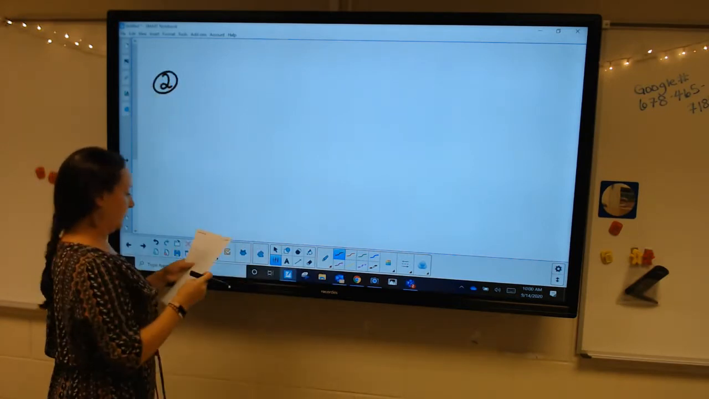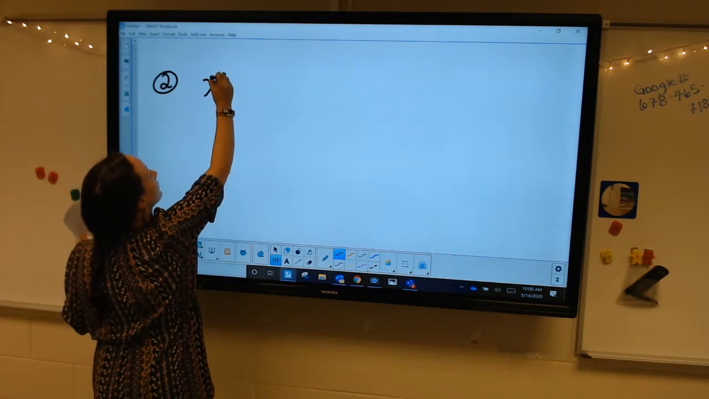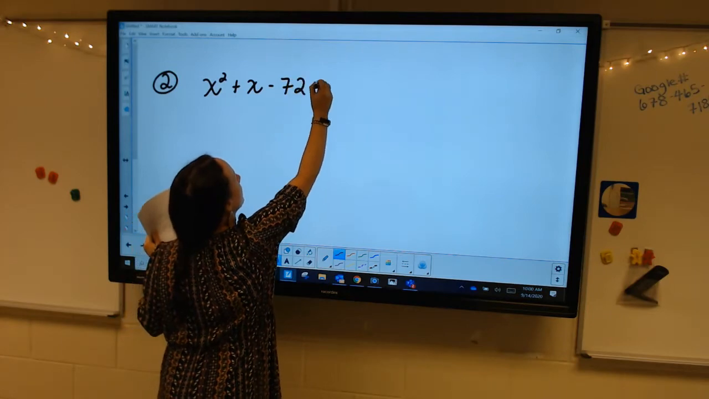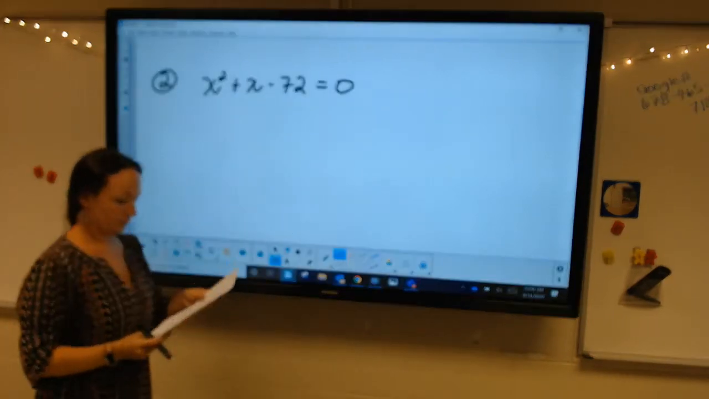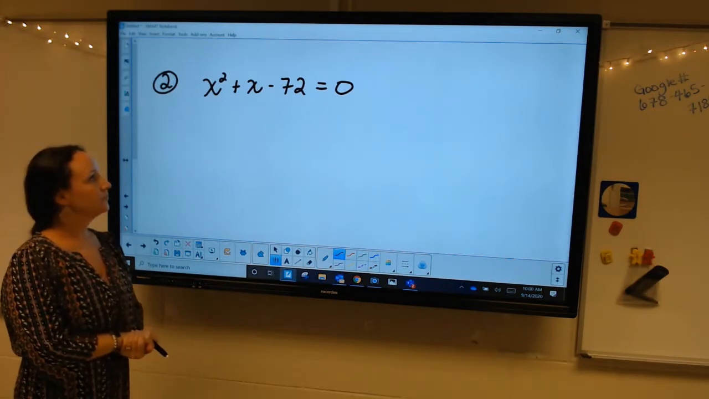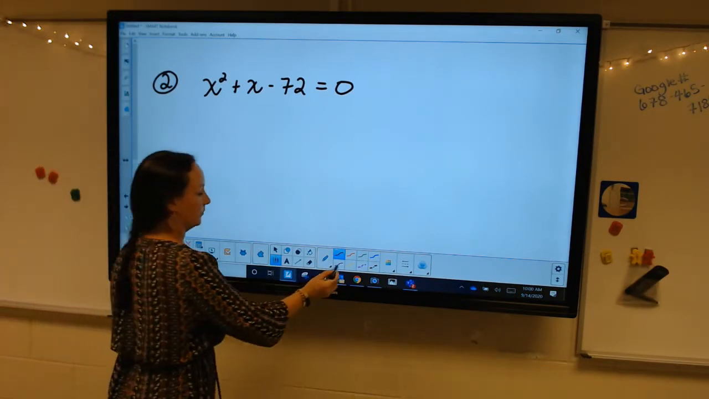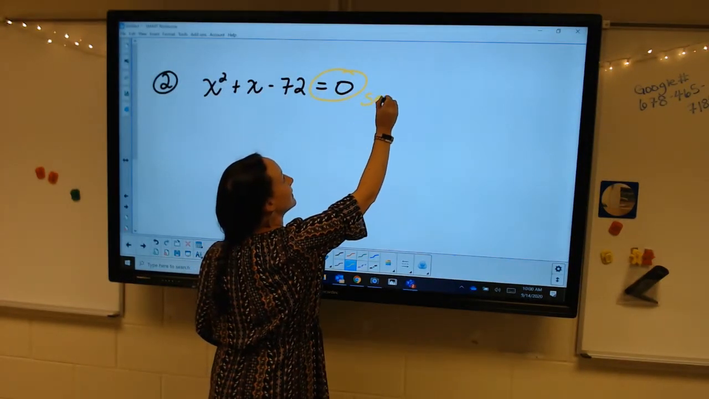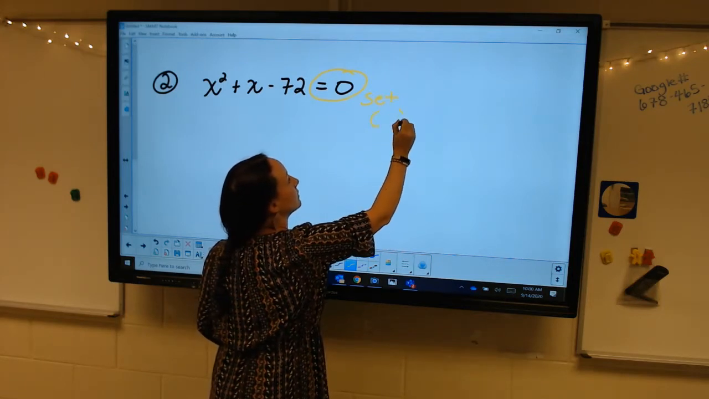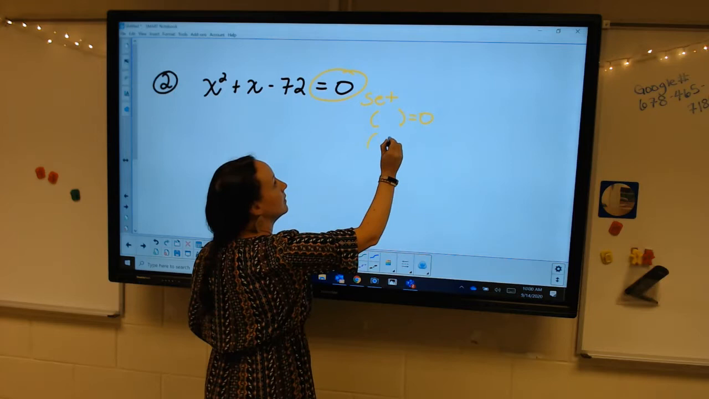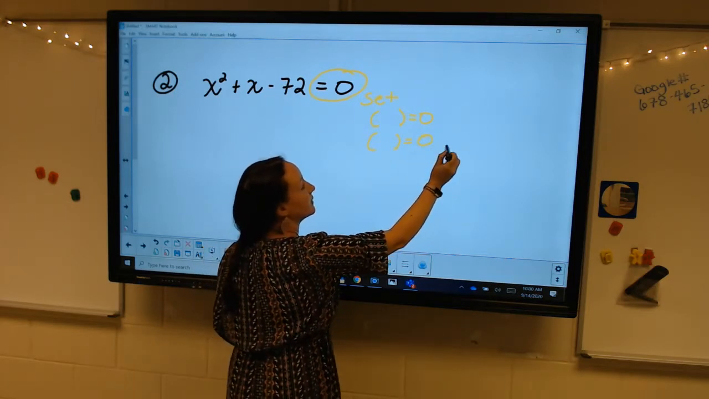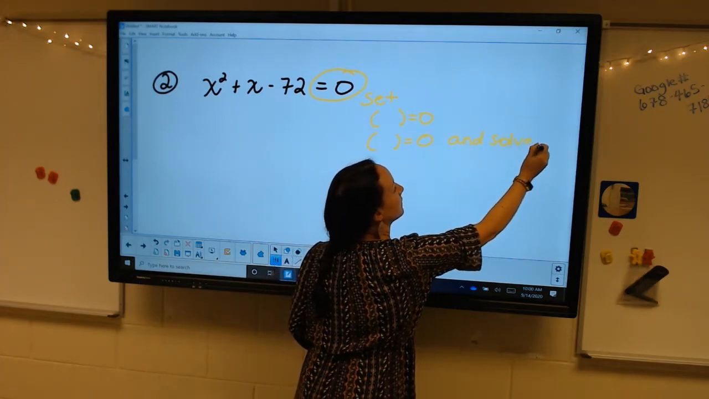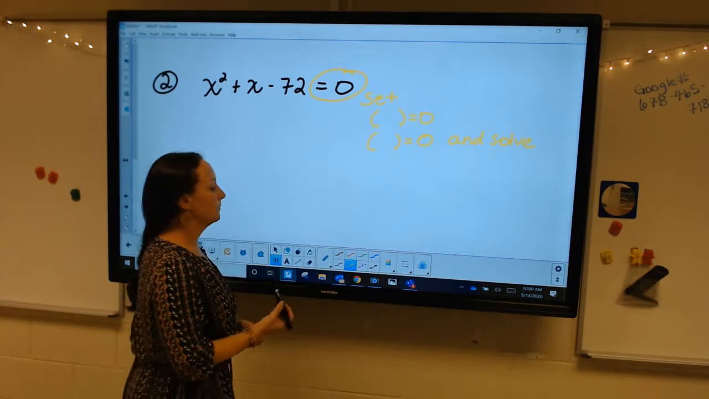Number 2, x squared plus x minus 72 equals 0. So the equals 0 is just a reminder that you are going to set the factors equal to 0 and solve at the end, or after you have factored.